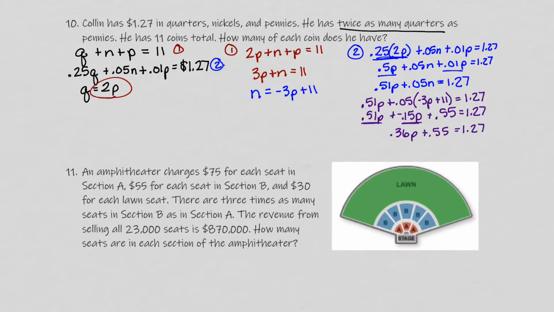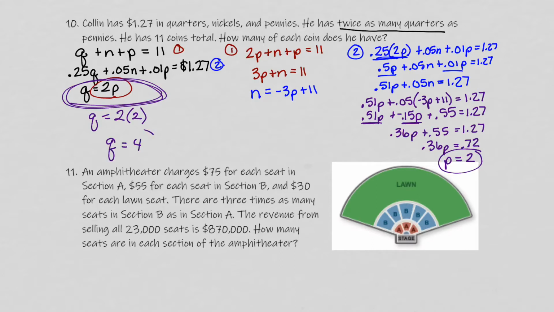Let's move the 0.55, or 55 cents, over to the other side by subtracting from both sides. So I get 0.36P equals, if I subtract 55 cents from $1.27, 72 cents. Then I divide both sides by 0.36, and I get P is 2. So Colin in this case has 2 pennies. If he has 2 pennies, that means he has 4 quarters, because quarters is 2 times P, and P is 2.